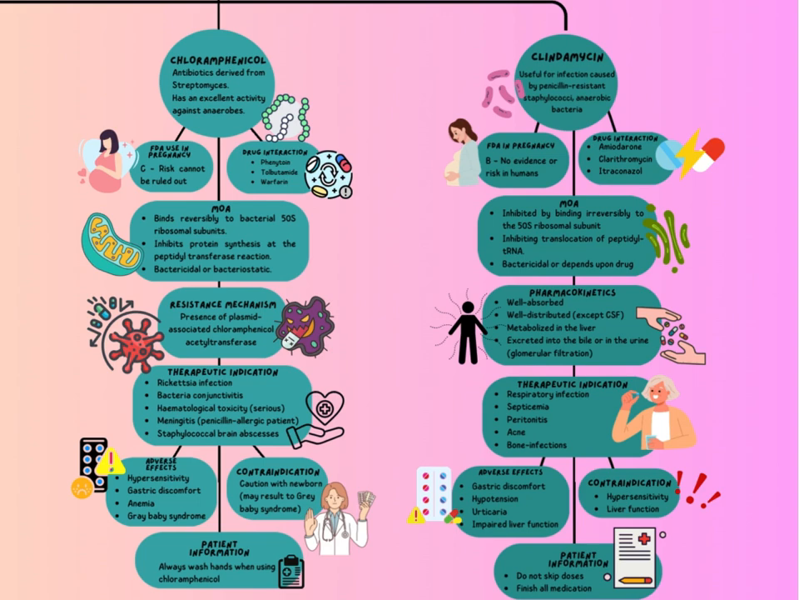Clindamycin is known to treat respiratory infection, septicemia, which is blood poisoning by bacteria, peritonitis, which is inflammation of the peritoneum, acne and bone infections. Adverse effects while taking clindamycin include gastric discomfort, hypotension, urticaria, also known as hives, and impaired liver function. Clindamycin is contraindicated with patients who are hypersensitive to clindamycin and patients with liver function disorder. Patients should be informed not to skip doses and to finish all medication, as clindamycin is an antibiotic, or the infection may occur again.